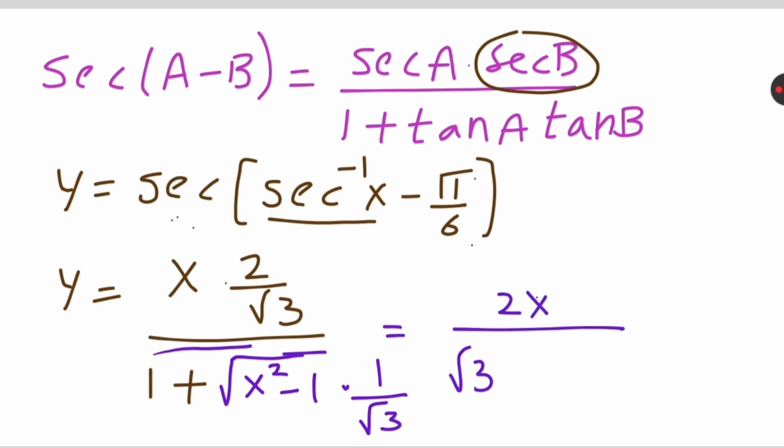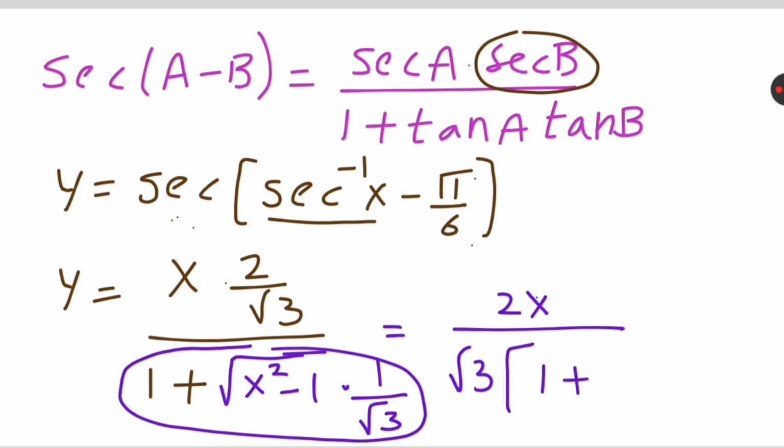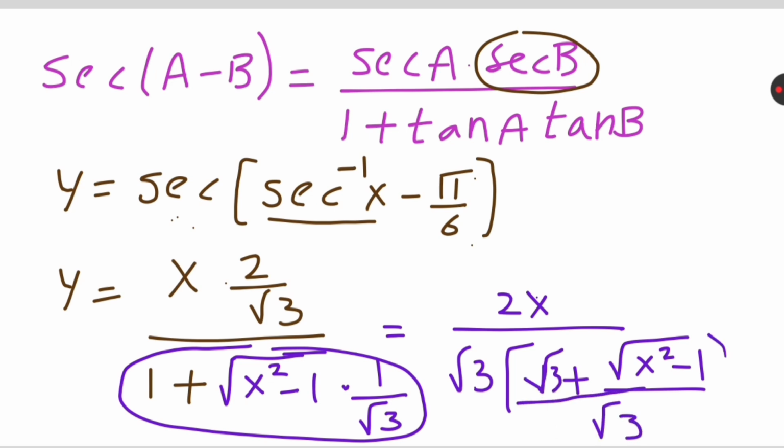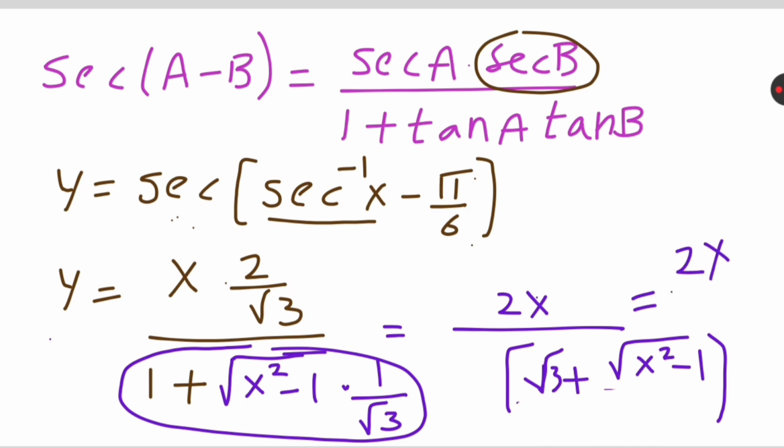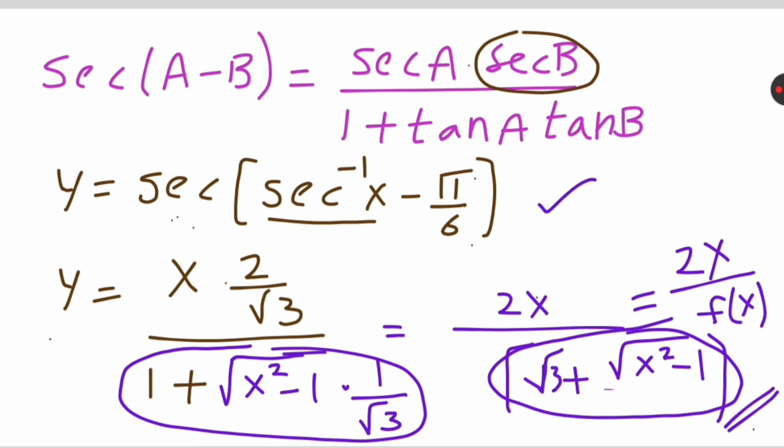Now we need to check the denominator. What we have? 1 plus, here square root of x square minus 1 over square root of 3. After taking the LCM, then you will get root 3 plus square root of x square minus 1 over root 3. Here root 3 and here root 3 get cancelled. So we are left only with 2x over, it is in terms of x only. So this is f of x. And we showed that y is in terms of 2x over f of x.